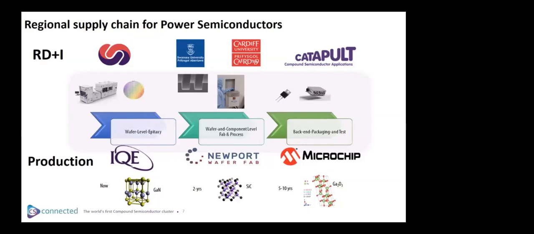Currently, we're considering a roadmap which focuses on gallium nitride now as the capability is in place, looking at a 2-year horizon for silicon carbide capability and a 5 to 10 year horizon for next generation power materials such as gallium oxide and high aluminium content nitrides.